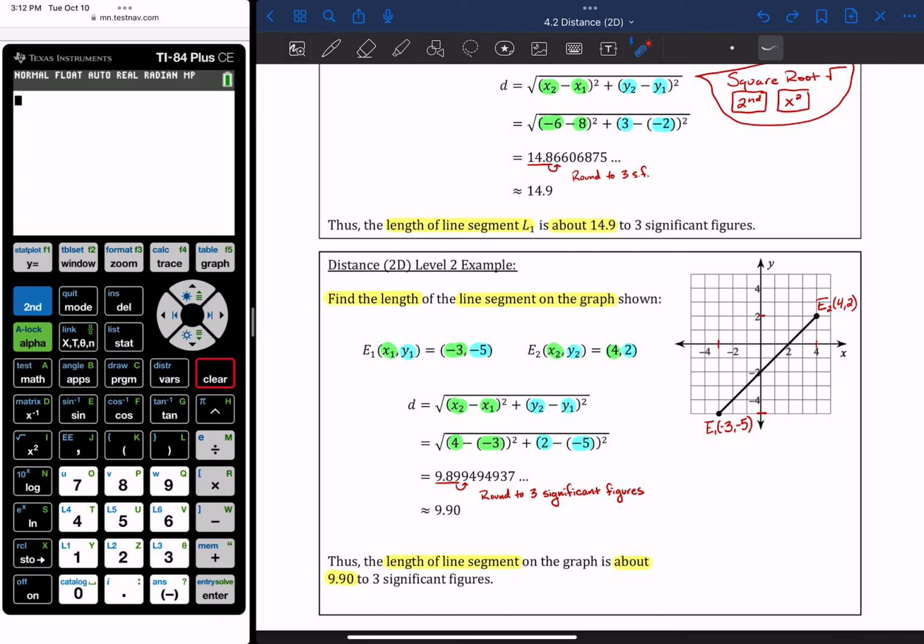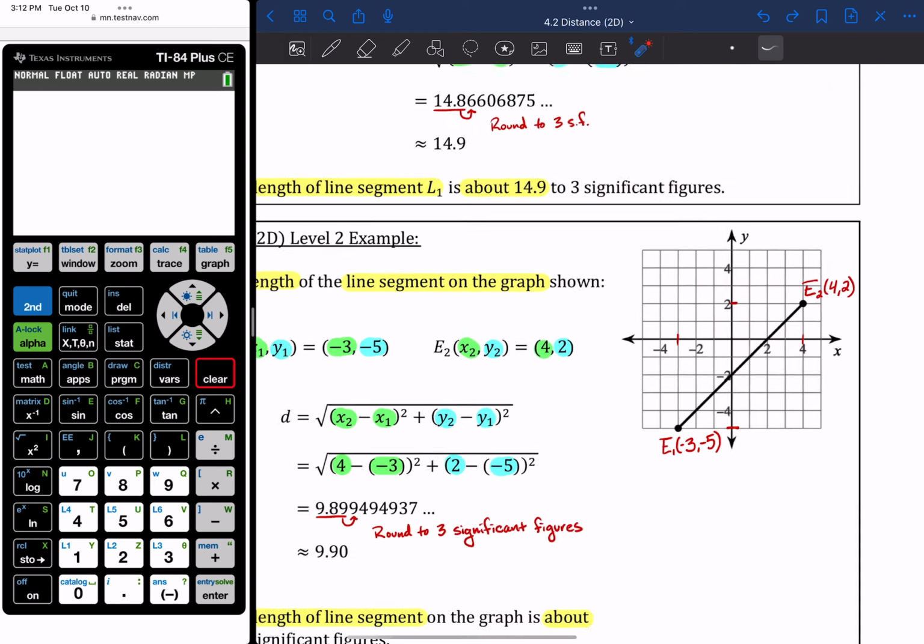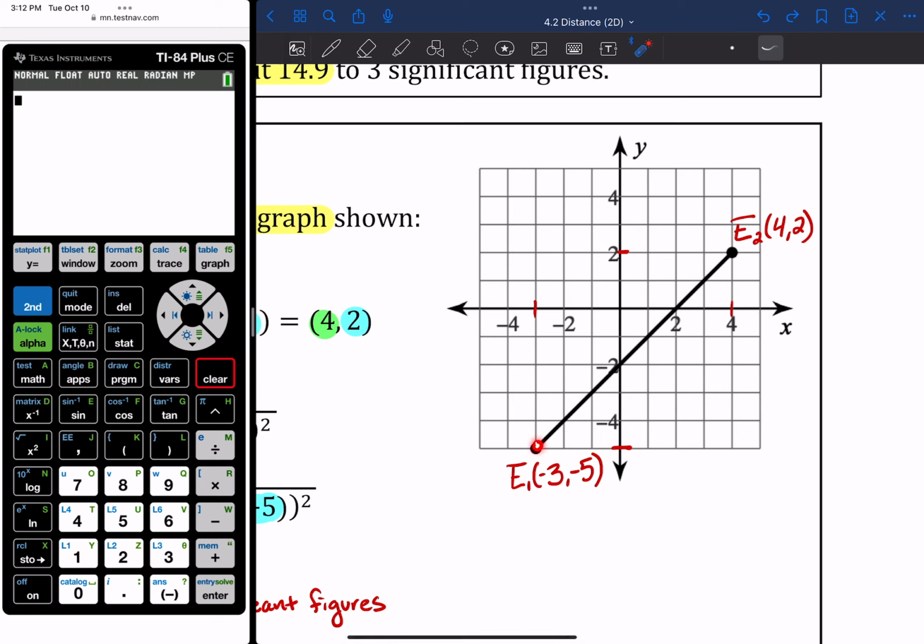Okay, you're going to see other distance formulas like this. Really, the only extra thing we're going to do is they're going to give you a graph, and you just need to identify the endpoints. So if we look at this question, it says find the length of the line segment of the graph shown. So here's our graph. Really, what we're doing is we're finding the distance between the two endpoints.